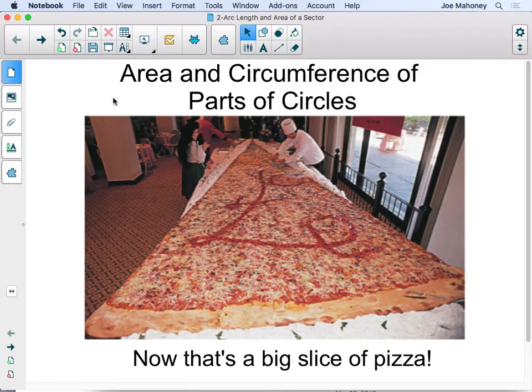Look at that big slice of pizza. Man, that's a beautiful looking part of a circle, huh? Yeah, a slice of pizza is basically a part of a circle. And if we found the area and circumference of circles, we can find the area and circumference of parts of circles. So let's get going because that pie is making me hungry.